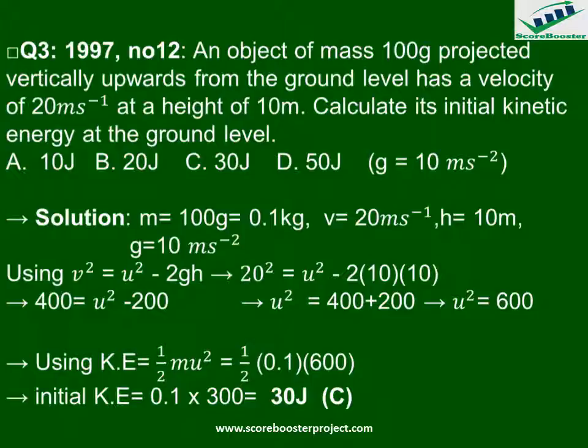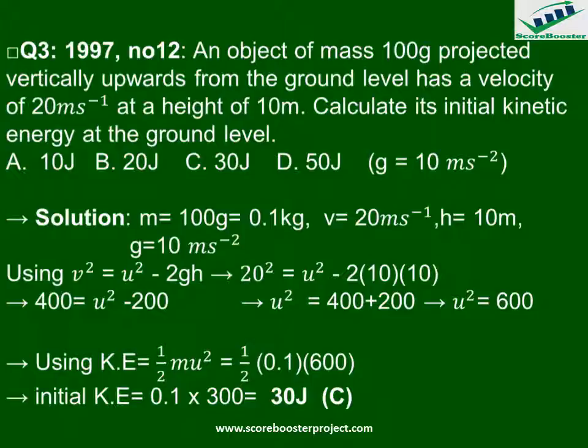Of course, 20 squared will give us 400, which is now equal to u squared minus 2 times 10 times 10, which will be 200. Then we can make u squared the subject by transferring minus 200 to the other side, and that will give us u squared equals 400 plus 200, making 600. So our u squared equals 600.